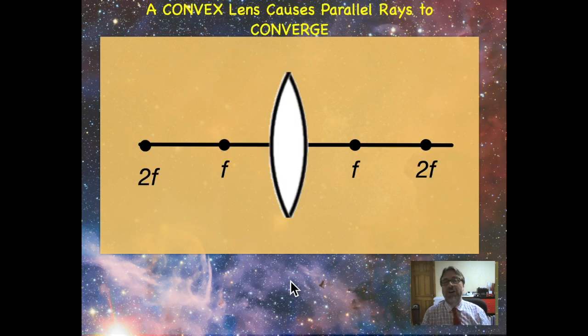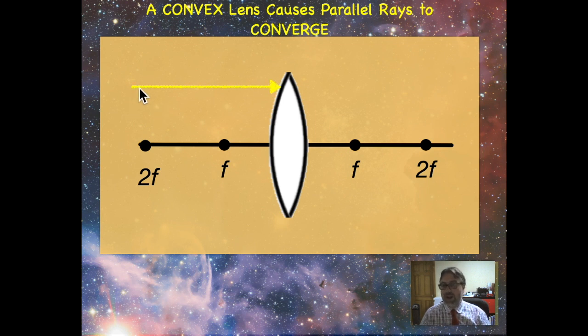So let's take a look. Here's a closer diagram of the convex lens. And I want to put an object in front of this lens and a light ray in front of this lens and see what the laws of refraction say will happen. So I start with a ray parallel to the principal axis.